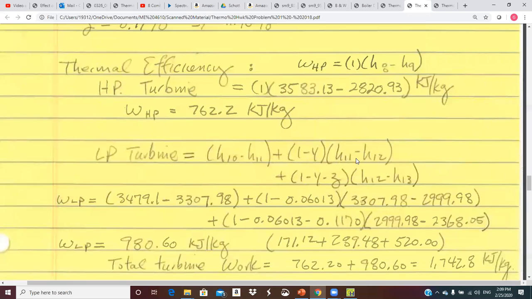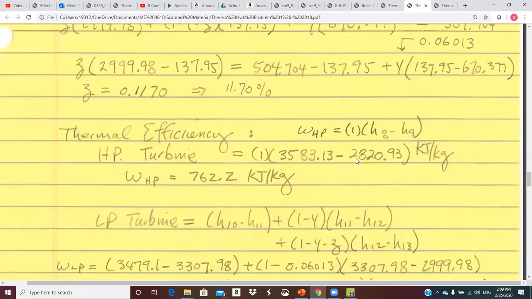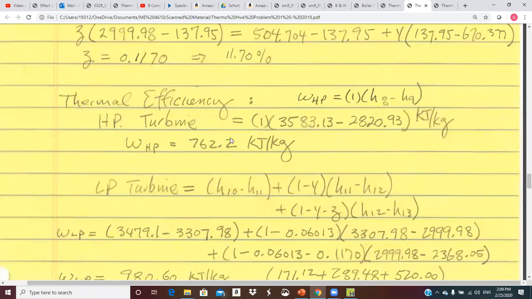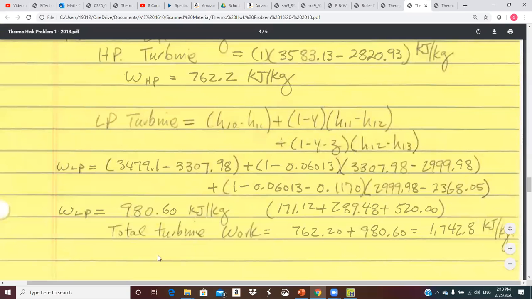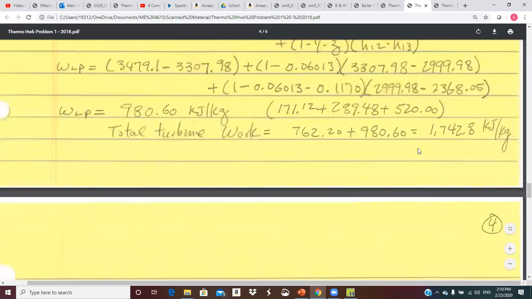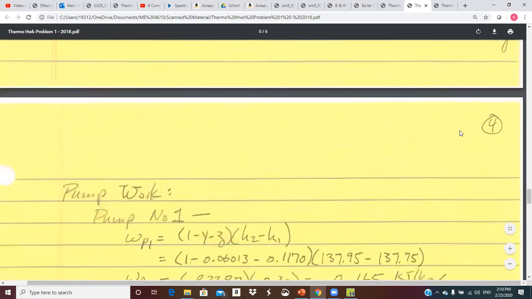Let's see, so where are we doing here? Thermal efficiency. Okay, so here's the high pressure. I broke this off and just did it. Mass coefficient of 1, just enthalpy difference right there. Low pressure, so mass coefficient of 1 times this, there's 1 minus Y times H11 minus H12, 1 minus Y minus Z times H12 minus H13. Plug and chug, low pressure, 980.6. Add them together, we got what, 1742.8 kilojoules per kilogram.